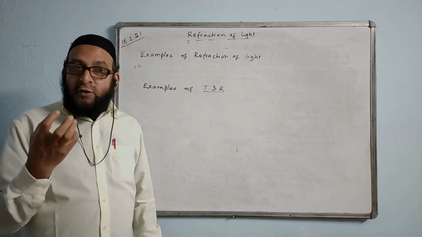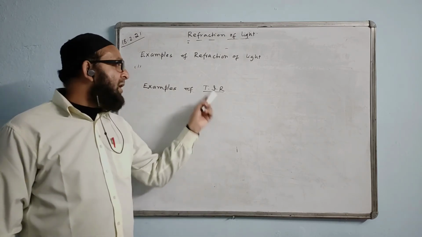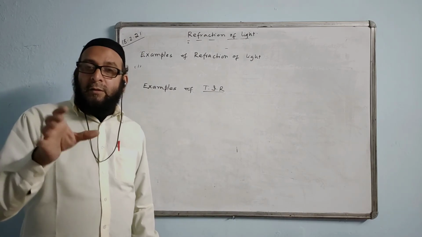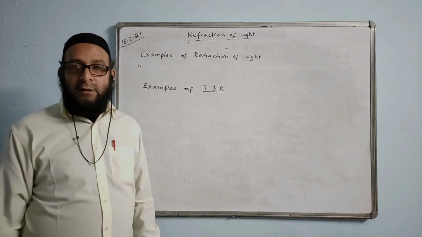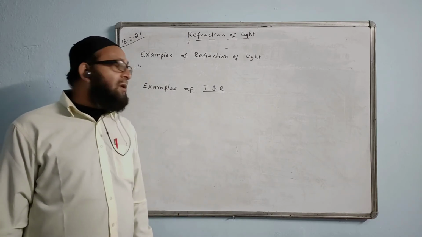Diamond appears to be sparkling. Diamond sparkles in the darkness. That is also due to TIR. Water in a glass bottle at a particular angle shines, it dazzles, it produces glares. That is also due to total internal reflection of light.